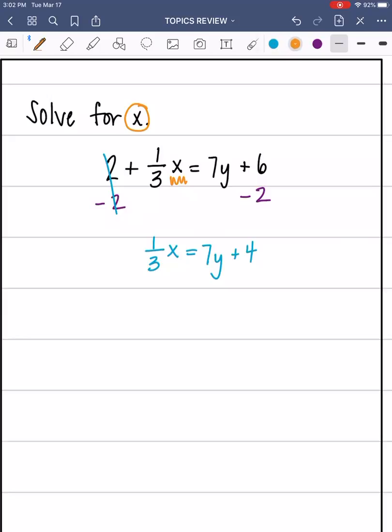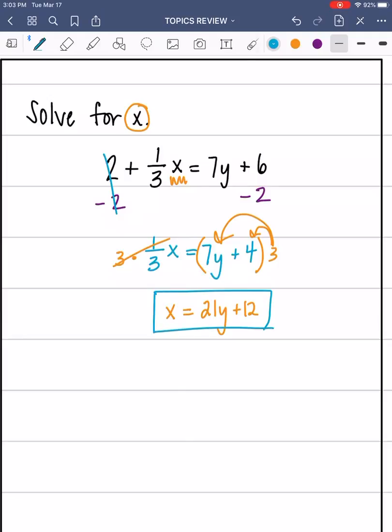Okay, we're almost there. I just have 1/3 times x. In order to get x by itself, right now it's being multiplied by 1/3. We could divide everything by 1/3, but that is the same as just multiplying both sides by 3. So we're going to multiply everything by 3. So here we go. 3 times 1/3 is gone. I'm just left with x equals, okay, 3 times 7y is 21y, and then 3 times positive 4 is plus 12. Okay, we got x by itself, and that was our goal. So here's our answer. X equals 21y plus 12.